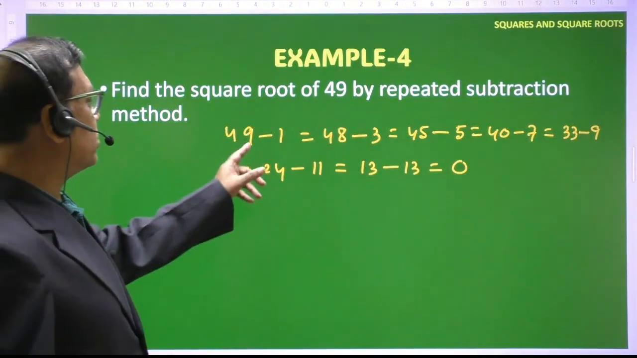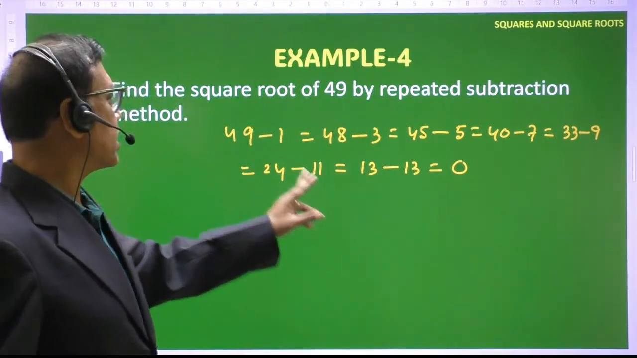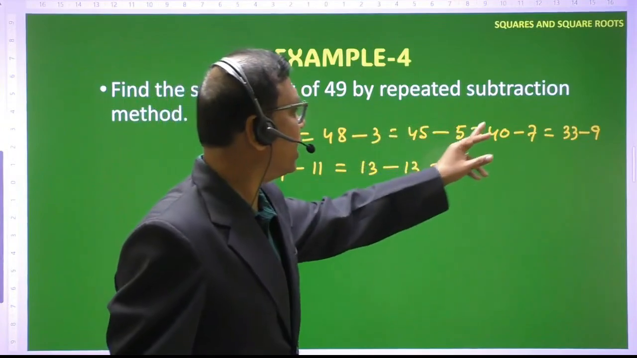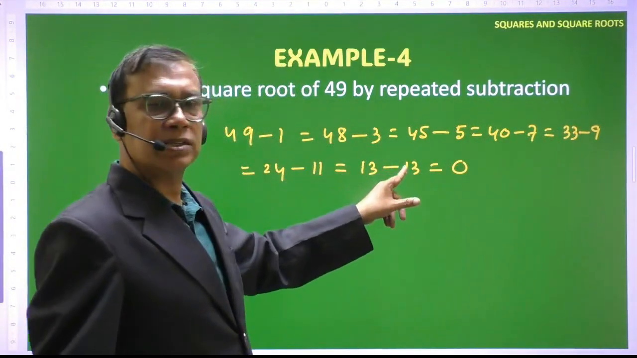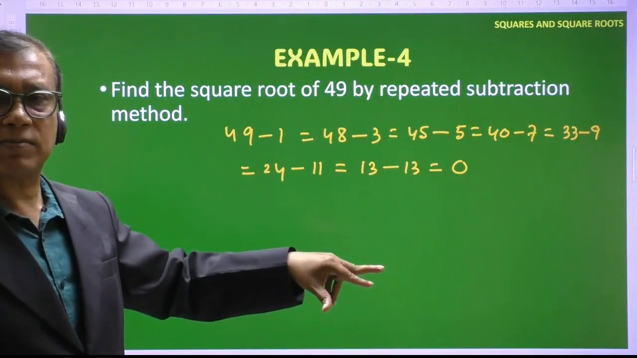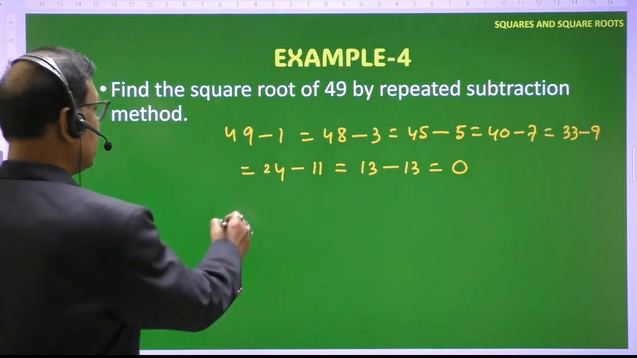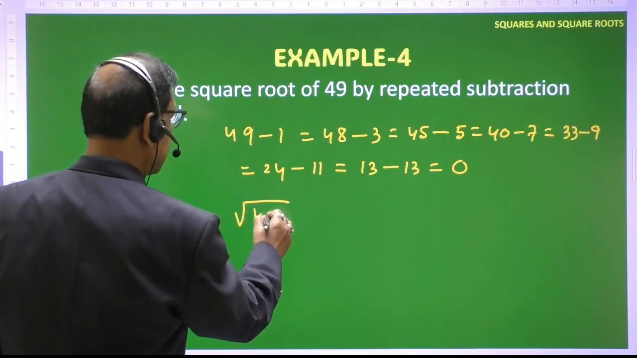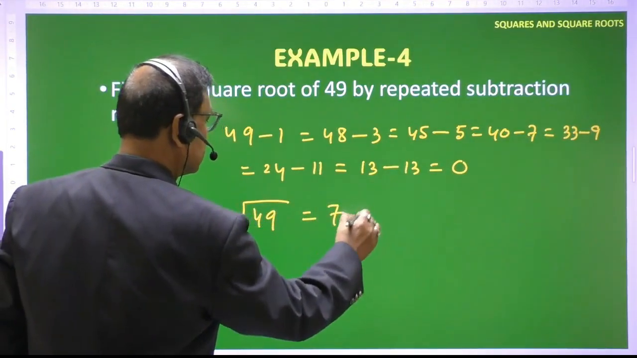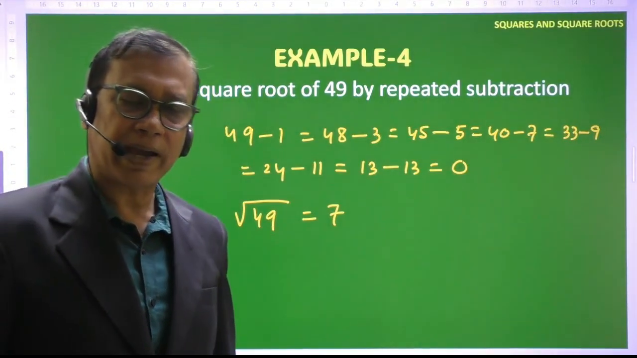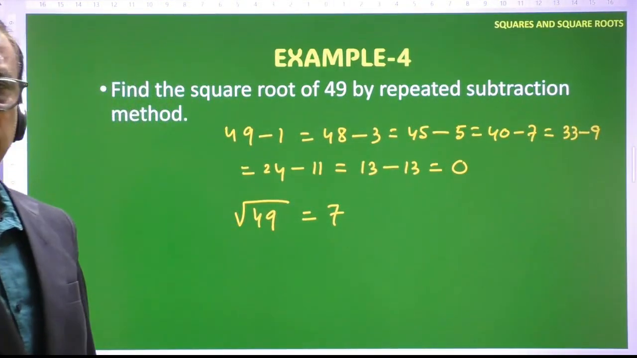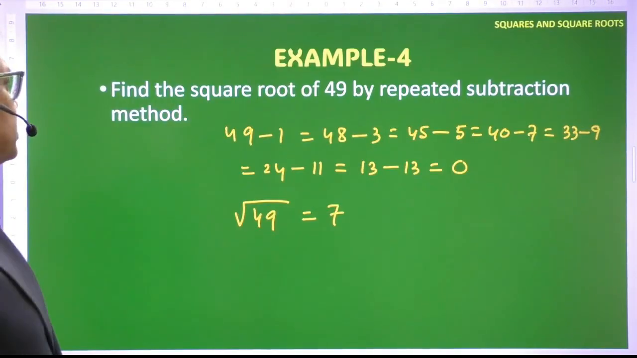So now I'll count how many odd natural numbers were subtracted. 1, 2, 3, 4, 5, 6, 7. Since 7 odd natural numbers are subtracted, therefore the square root of 49 will be 7. I think this part is clear. So by the repeated subtraction method, we can find the square root of a given number.